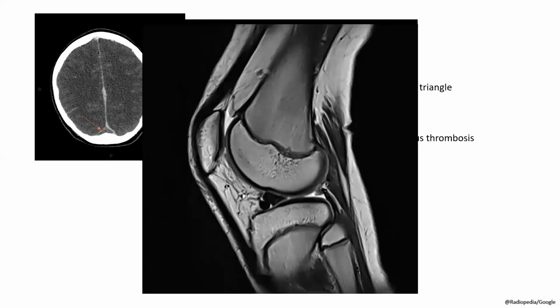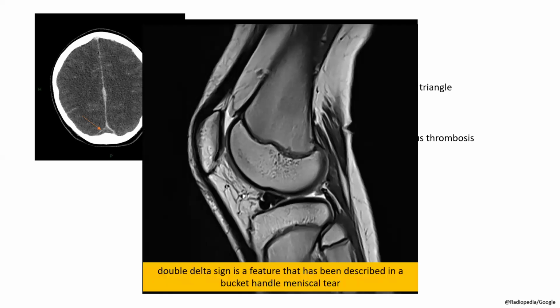What is this? This is another delta sign which is described in MRI knee. So this is double delta sign. As you can see, two triangles superimposed on each other. So this is seen in bucket handle meniscal tear. This is double delta sign.